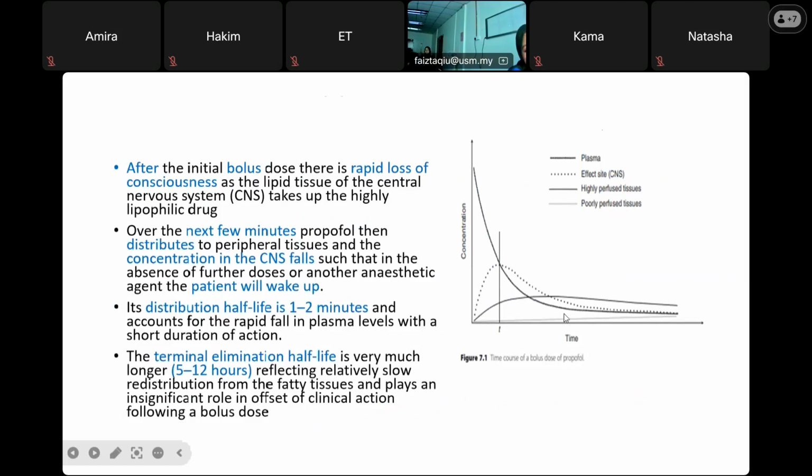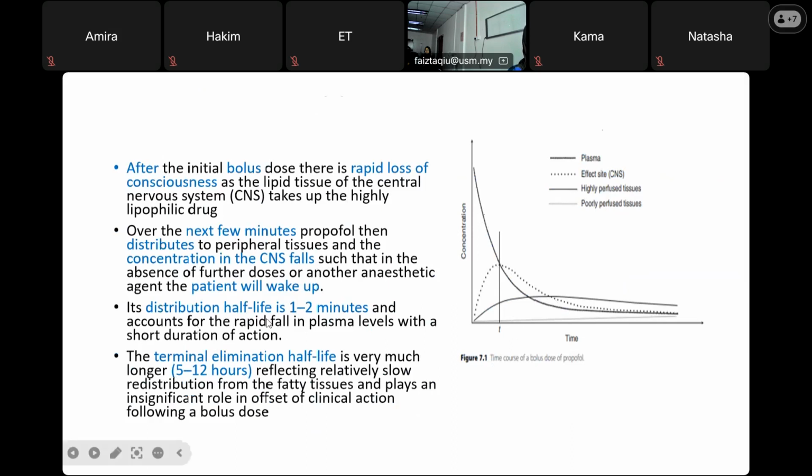Okay, so this is a graph. After the initial bolus dose, there's a rapid decline of the plasma concentration. At the same time, there's the effect. So this is a highly perfused tissue, and this one is the poorly perfused tissue. After the next few minutes, the propofol distributes to the peripheral tissue, and the concentration in the CNS falls. So the patient will wake up.